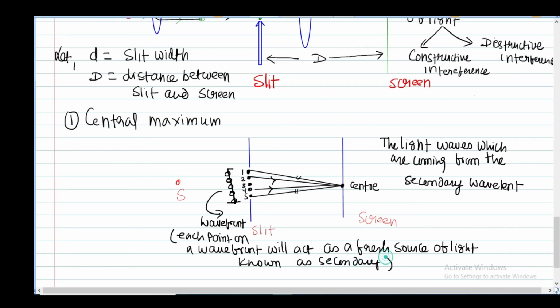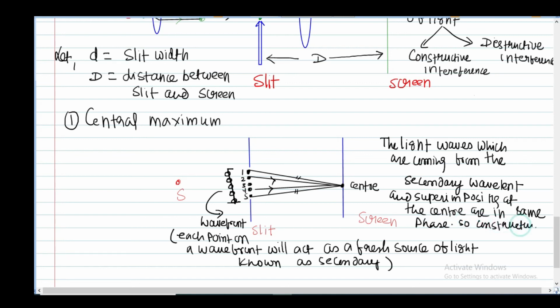Now coming back to the explanation, the light waves which are coming from the secondary wavelets and superimposing at the center are in the same phase. You can see from the diagram. So constructive interference will occur at the center. So I can say the center is a point of maxima, known as central maxima.